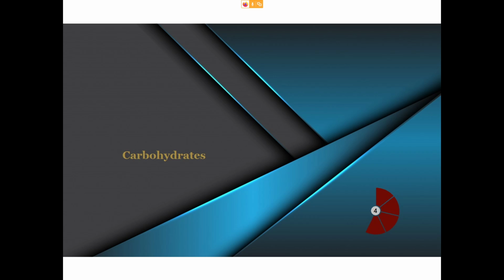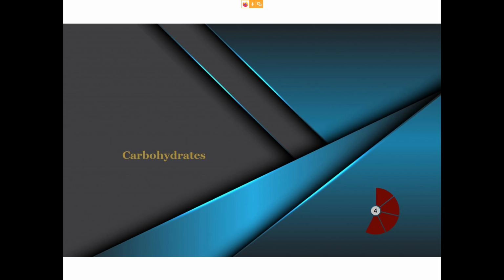And the original thought was every carbon has a water molecule attached to it. So two hydrogens, one oxygen, that's a water molecule. And there's one of those for each of the carbons. So it was considered these molecules must be just carbon atoms with water molecules floating around them, or hydrates of carbon. So we got the name carbohydrate.